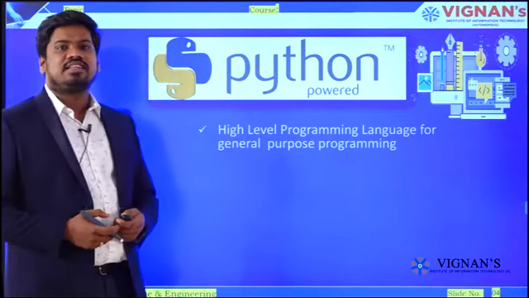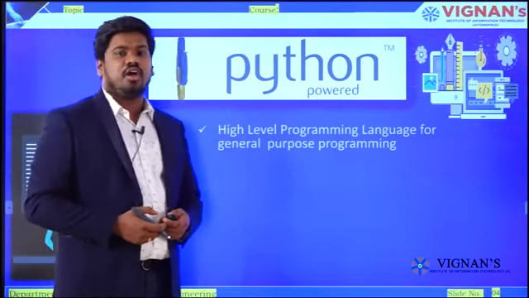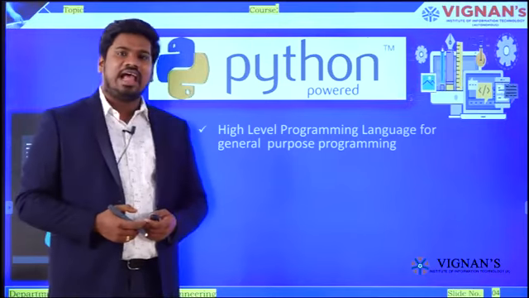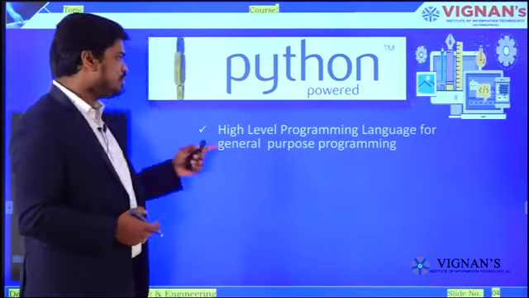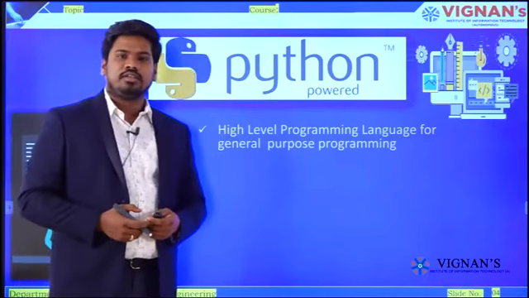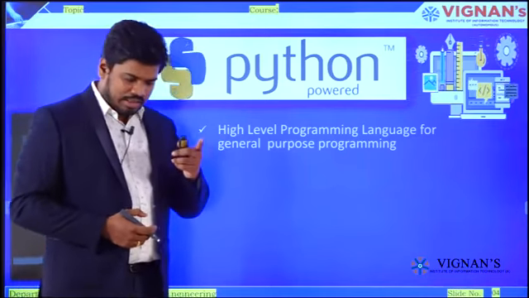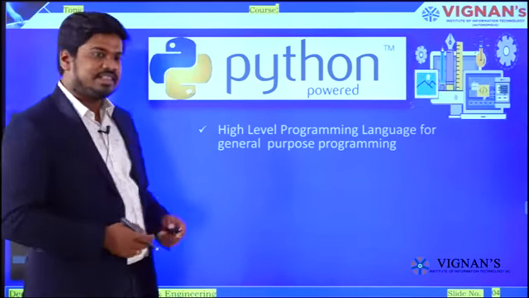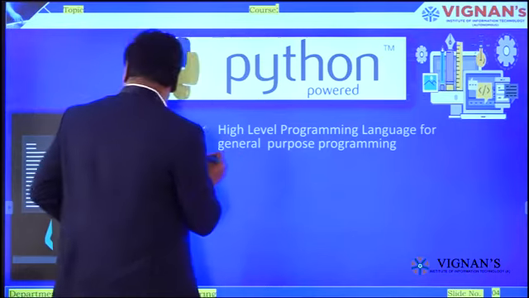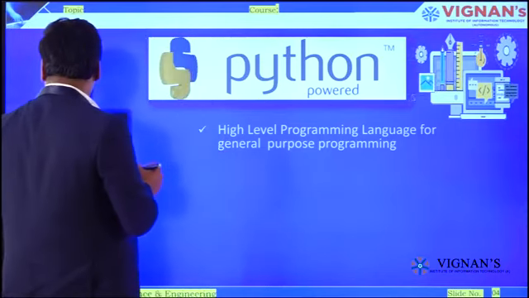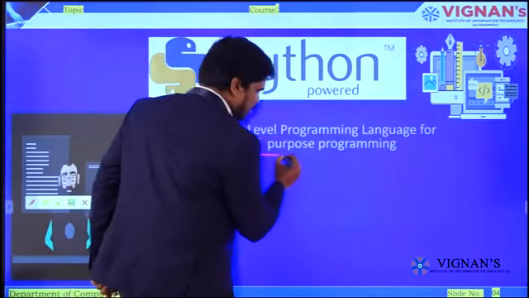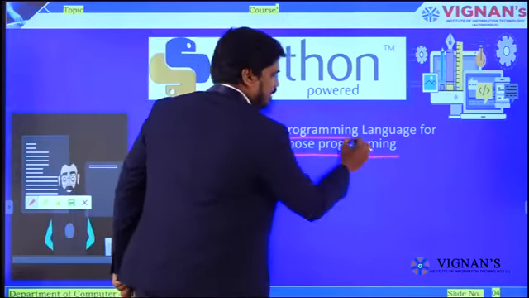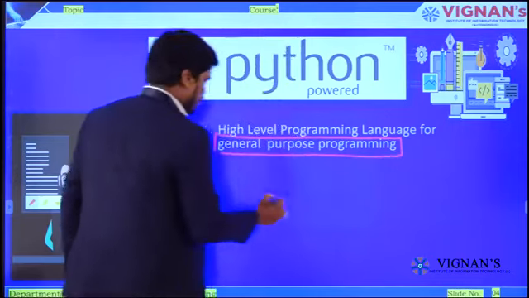We have to understand the definition of the Python programming language. Python is a high level programming language for general purpose programming. Here I will stress more on the word general purpose. That is the main important point. Python is a general purpose programming language.